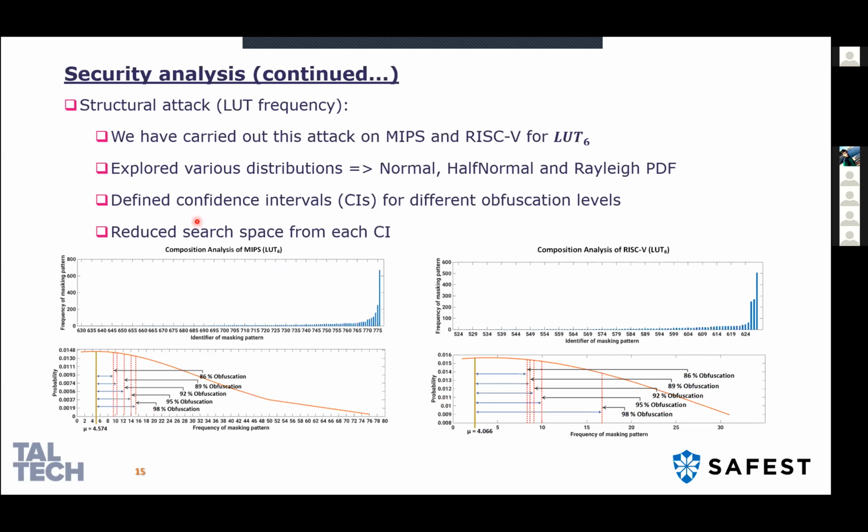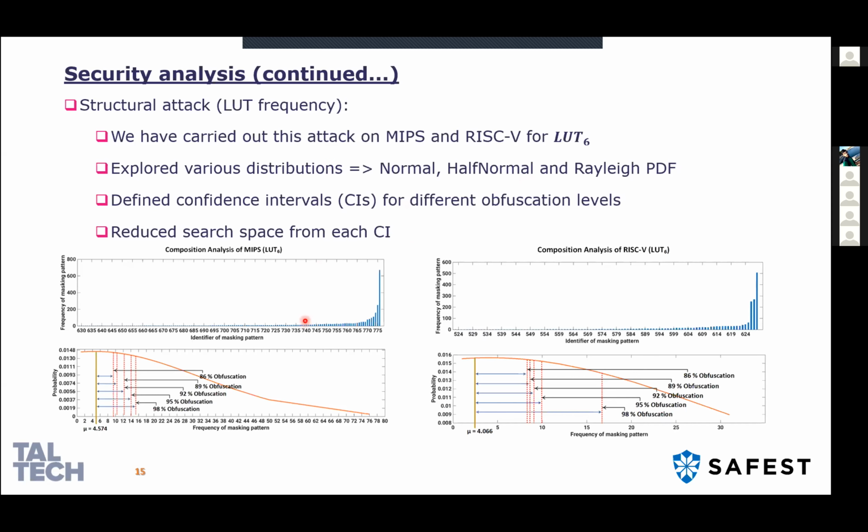Regarding the structural attack, we have carried out this attack for MIPS and for arrays. Before that, we extracted the frequency of different LUTs, and then we explored different distributions, around 5 different distributions, to fit our data. So we found that the data is fittable with 3 different types of distributions.